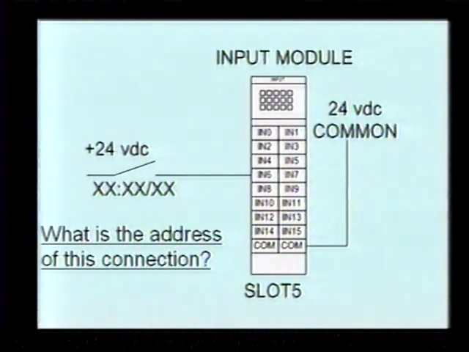In this example, we have a new input card put into slot 5, and we want you to guess what is the address of this connection. Again, it's an input module, so that's an I:. What slot is it? Slot 5, so that's I:5/. What input? Input 6, so that's I:5/6. I for input, and the XX here is slot 5, /input 6.